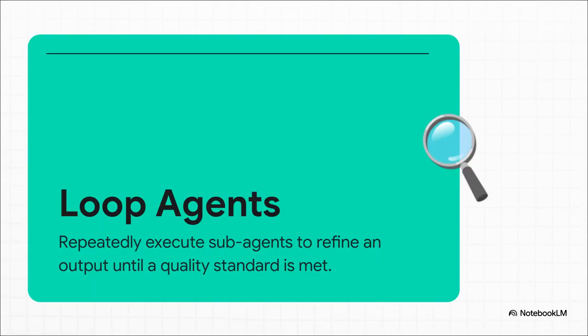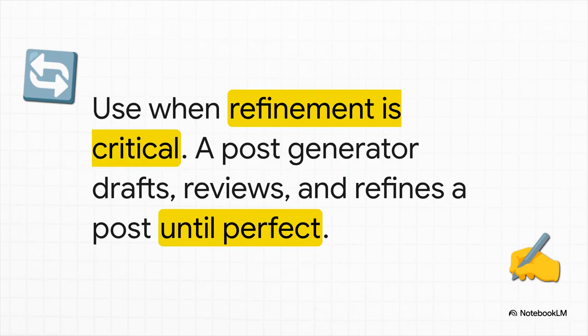And last but not least in our workflows, we have the loop agents. Now, these are for those situations where it's not just about getting an answer, it's about getting the best answer. When you need to refine and improve something over and over, this is the tool for the job. This is pretty amazing, actually. It's how you can build an agent that basically reviews its own work.